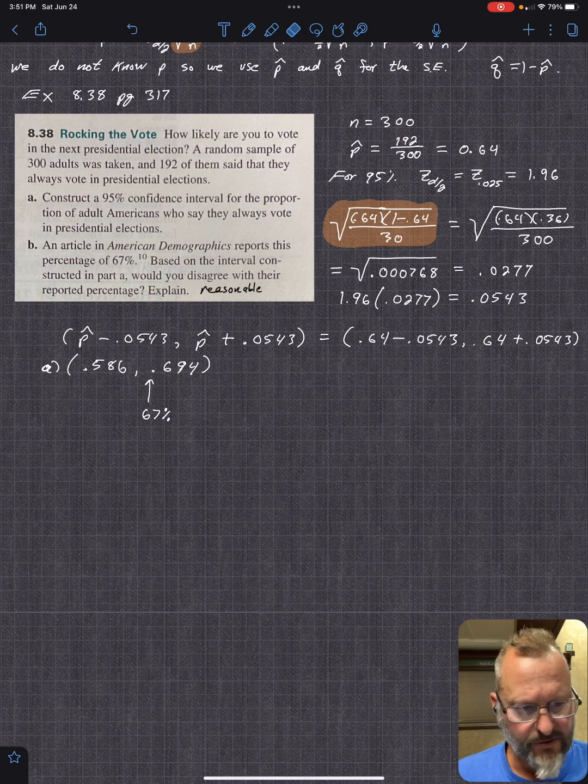Next, we'll go on to the two sample means and proportions.